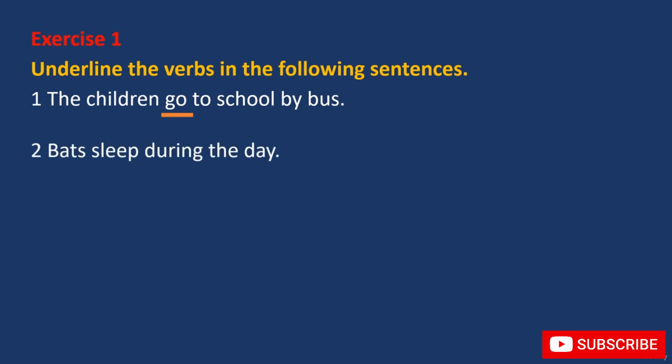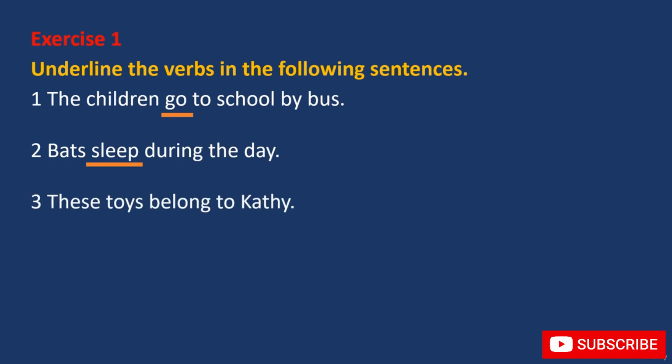Number 2. Bats sleep during the day. Where is the verb? Usually the verb is after the subject. Try to think of the subject and the word after the subject directly. This is the verb. It expresses action. Excellent. The verb here is the word sleep. Great.